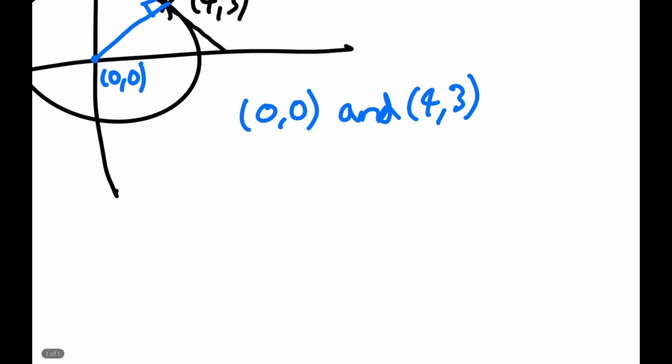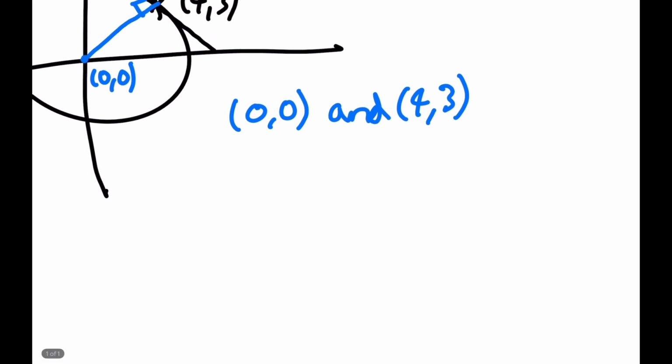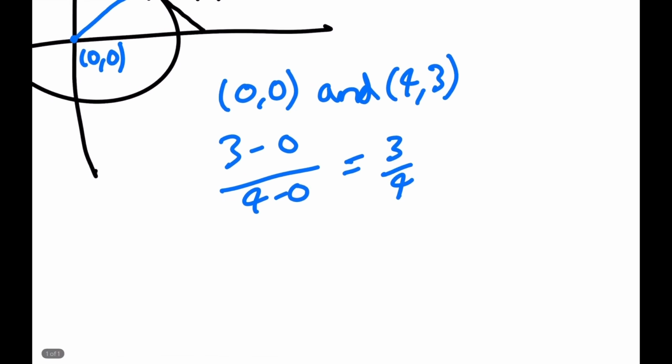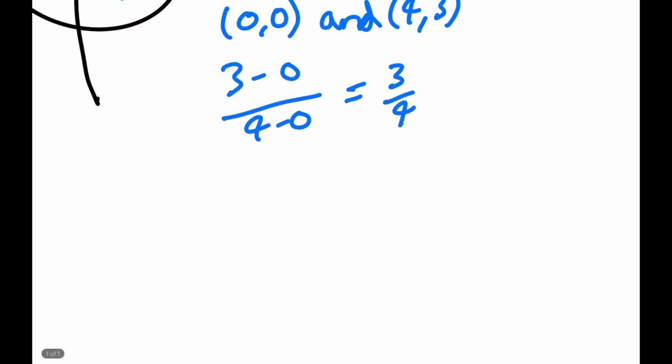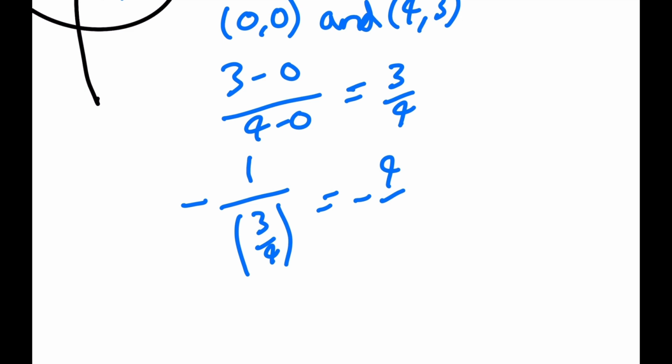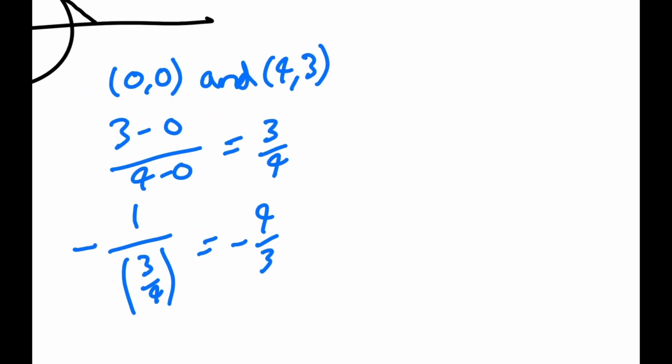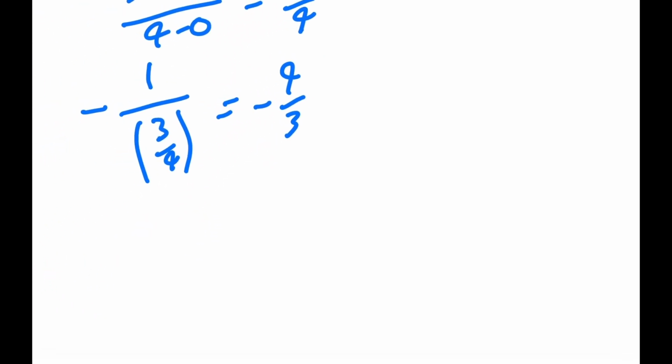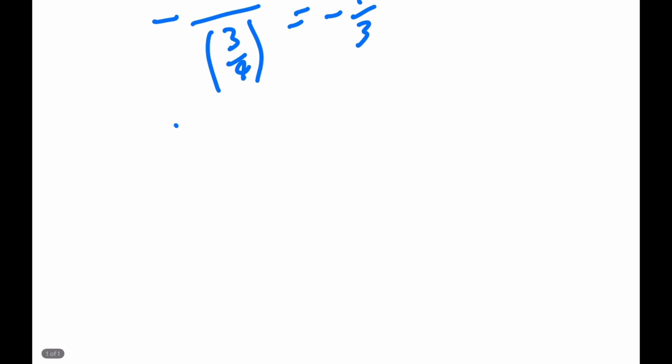So what we'd do is just change in y, which is 3 minus 0 over 4 minus 0, which is equal to 3 over 4. And remember, because it's perpendicular, we have to do the negative reciprocal. So 1 over 3 over 4, with a minus, which is equal to minus 4 over 3, would be the gradient of the tangent. And because the tangent is a straight line, we can just write it in terms of y equals mx plus c.